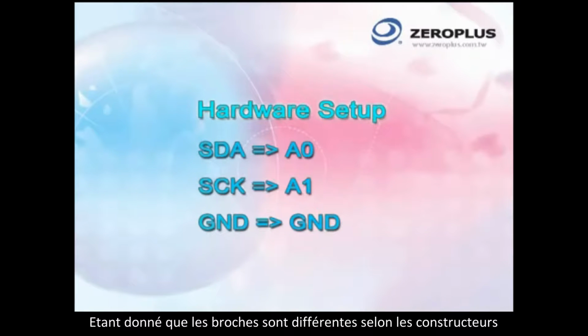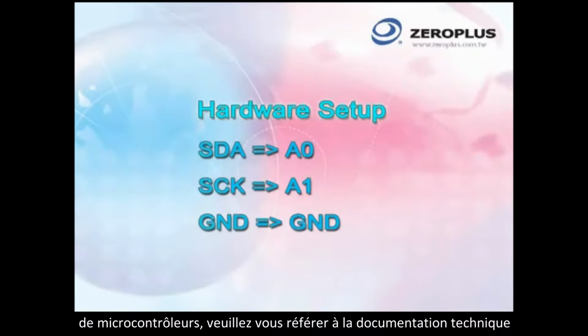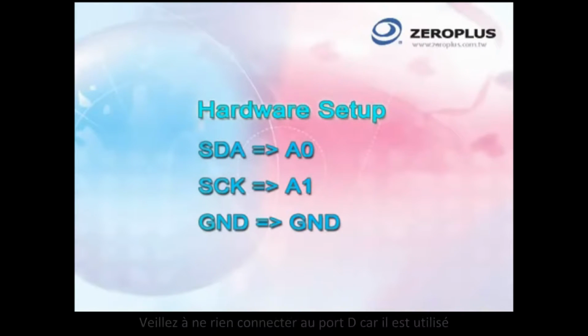The IC pinout is different for every manufacturer, so please read your IC specification and user manual for correct linking. Please do not link the channels to the D port. This port is used for the compression function.